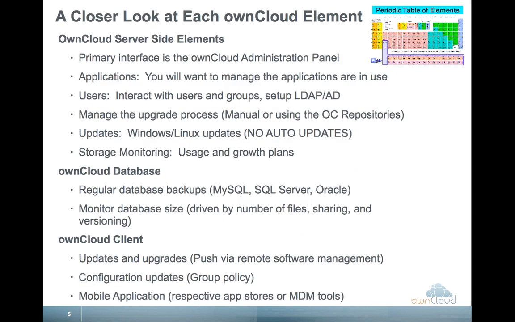So with that said, guys, and with a quick refresher on what ownCloud is, I wanted to talk in more detail about the elements of ownCloud, because if you're going to look to deploy something like this, we want to make sure that you understand the three elements that are associated with this. Obviously, first is the ownCloud server, which is our application server. That's going to be the primary interface for the ownCloud administration panel. So that's done through a browser.